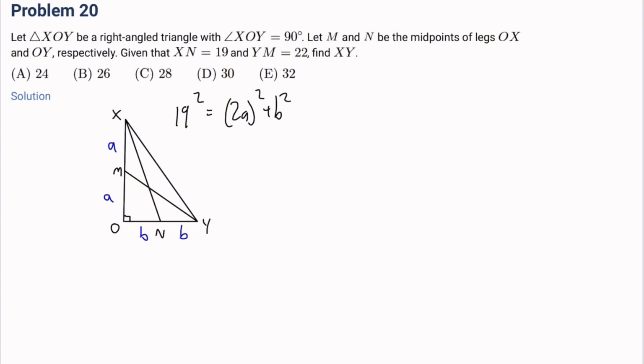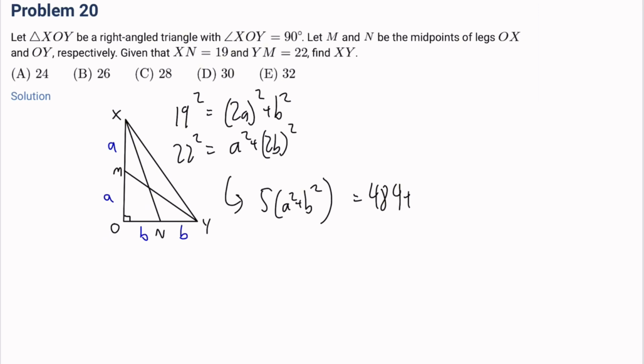And also for YM equals 22, 22 squared equals, because it's this right triangle, right? So it's A squared plus 2B squared, and if we add these up, then it becomes 5A squared plus B squared equals 19 squared plus 22 squared, which is 484 plus 361. This is 19 squared and this is 22 squared. That is equal to 845. So A squared plus B squared equals 845 divided by 5, which is 169, right?